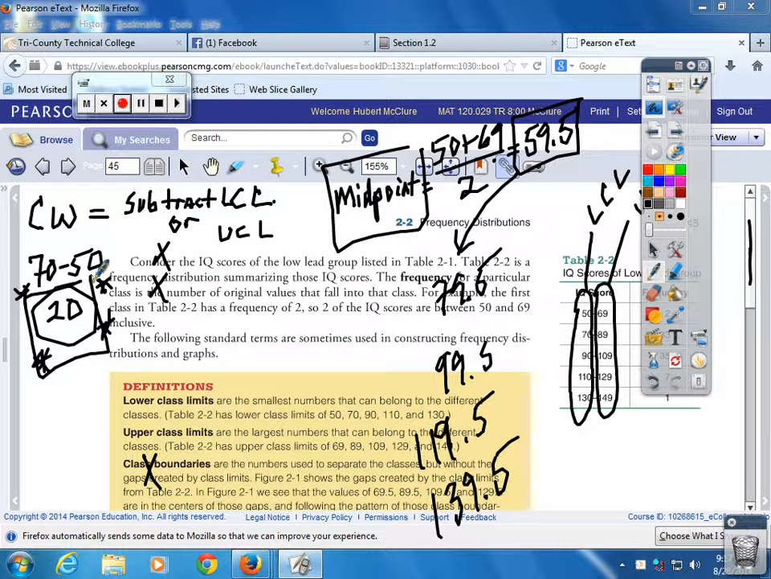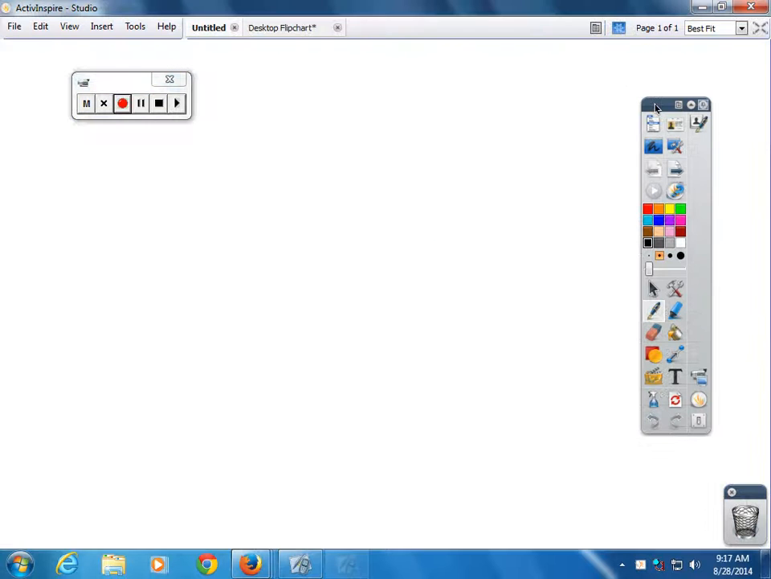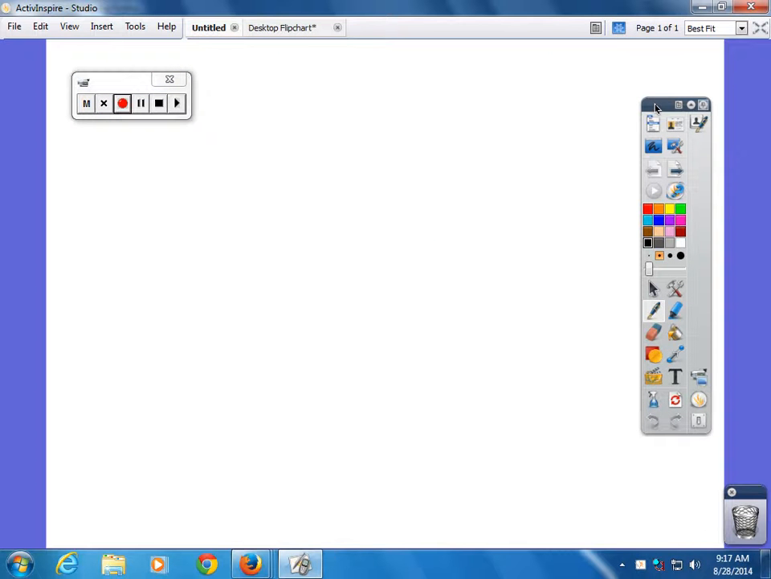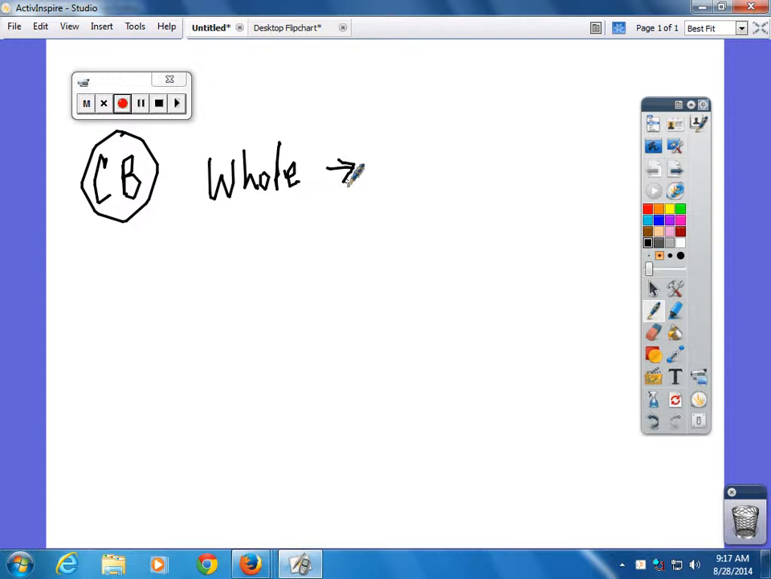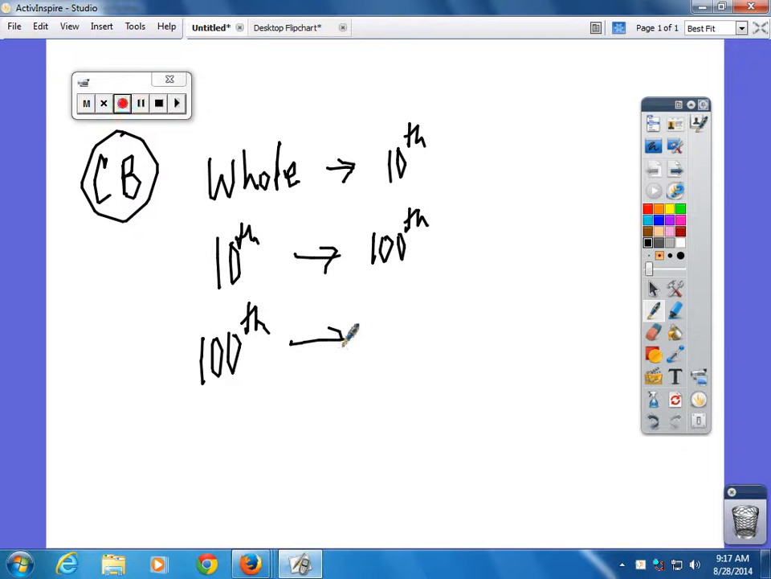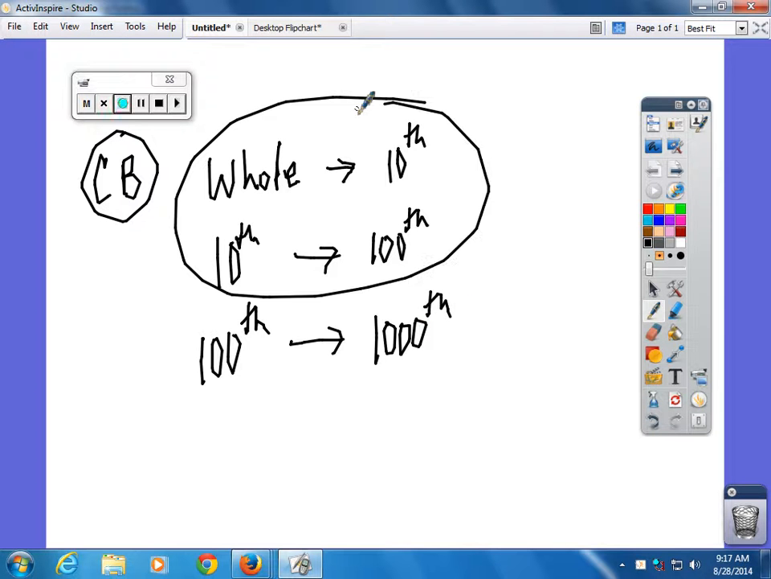Okay, now let me go over class boundary. Now this is very important. Class boundary. If you have whole numbers in your frequency distribution, you're going to go to the tenths. If you have tenths, you're going to go to your hundredths. If you have hundredths, you're going to go to the thousandths. Usually, these are the only two I give.